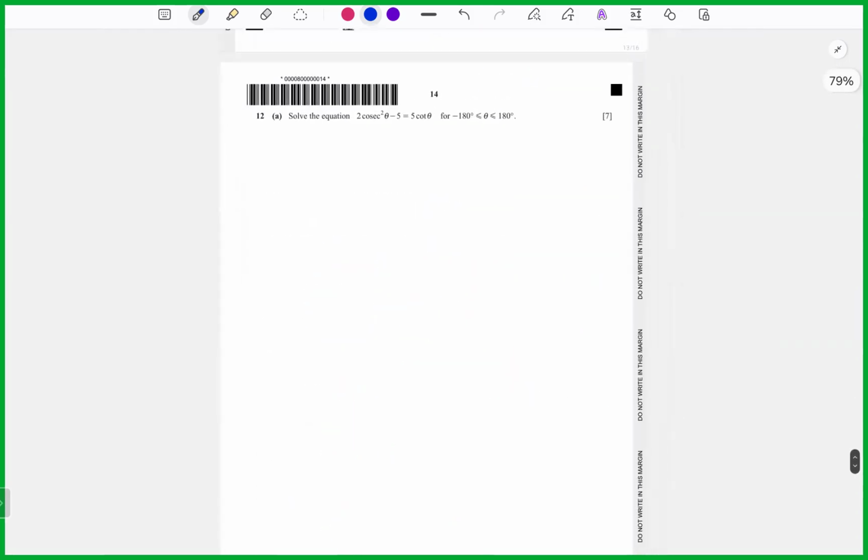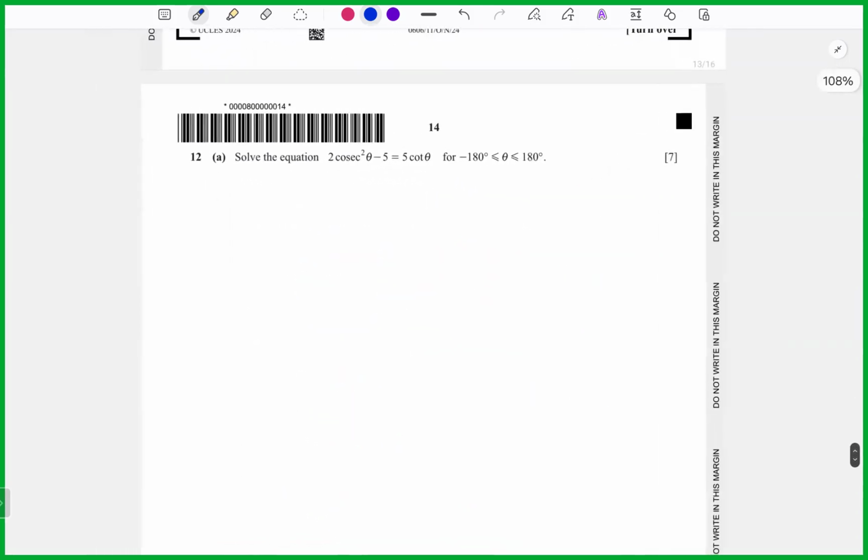Okay, let's do the last question. Okay, trigonometry. So when you see this question, you need to know how to apply the trigonometric identities here. Okay, so let's start.